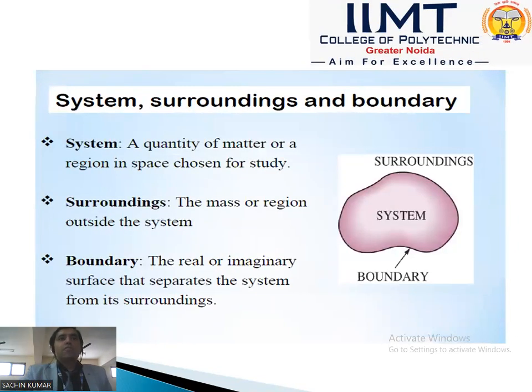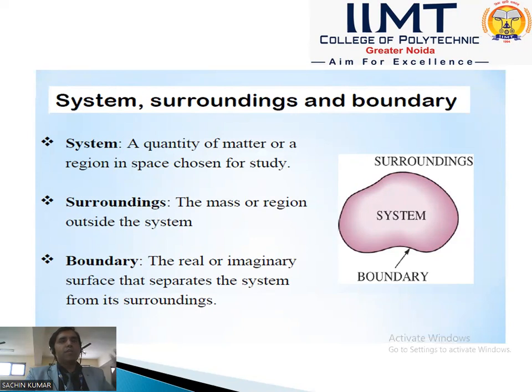In thermodynamics, we describe the system, surrounding, and boundary. First, we define the system. System means a quantity of matter or a region of space chosen to study. जिस स्पेस में हम कोई स्टडी करना चाहते हैं, that space is a system.